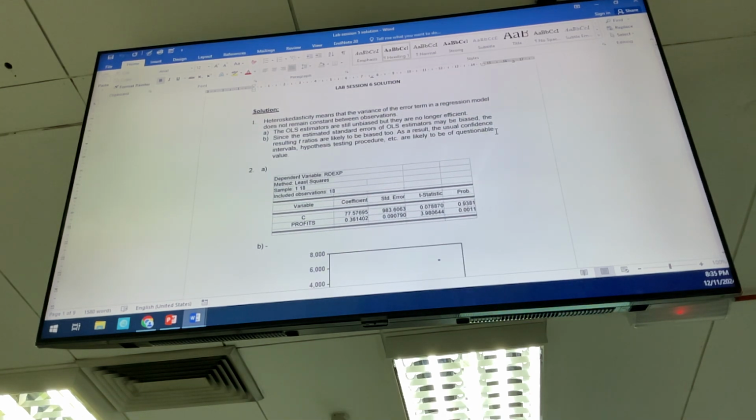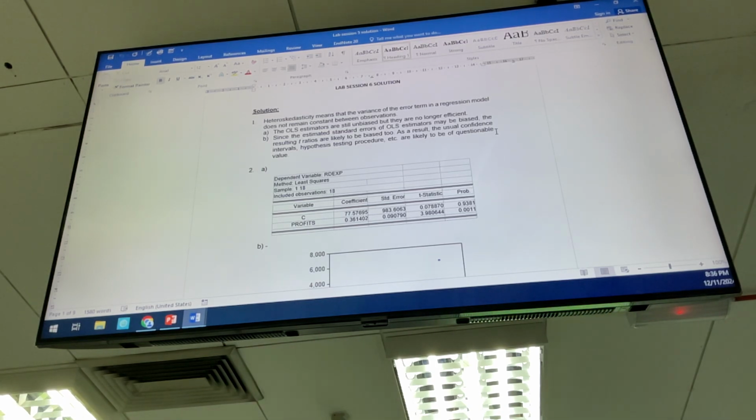Heteroscedastic means that the variance of the error term in a regression model does not remain constant between different observations. The ordinary least squares estimates are still unbiased, but they are no longer efficient. So the estimates we can use, but in terms of heteroscedasticity, then we have a problem. Since the estimated standard errors may be biased, the resulting ratios are likely to be biased too. As a result, the usual confidence interval and hypothesis testing procedures are likely to be of questionable value.